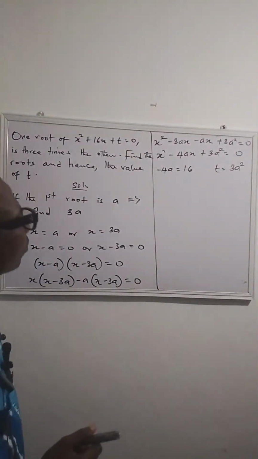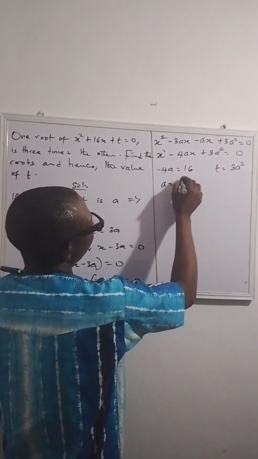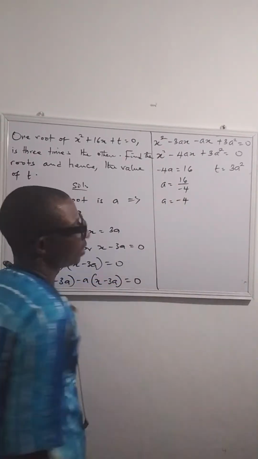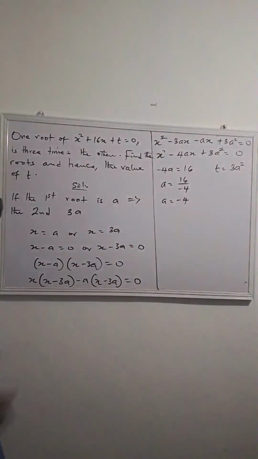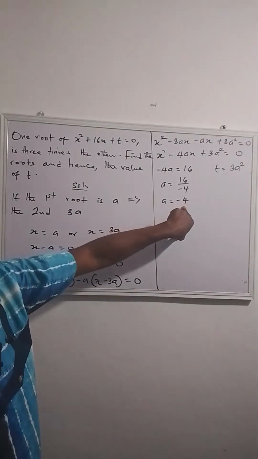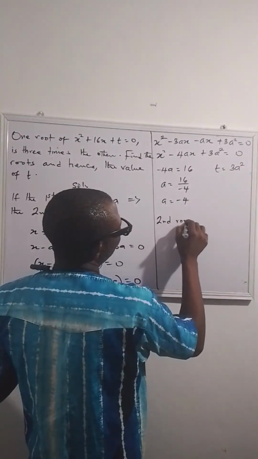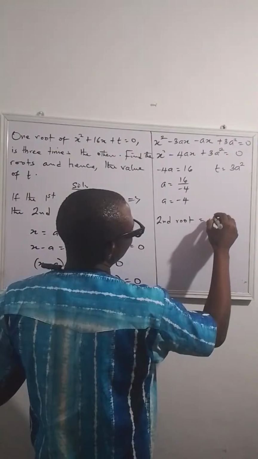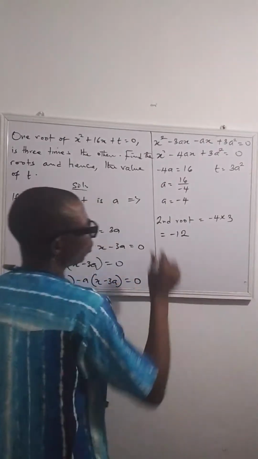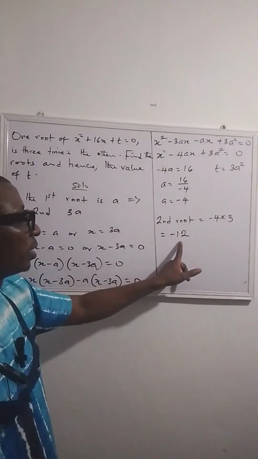So now I can divide both sides by minus 4. I have a equals to 16 over minus 4. So a equals to minus 4. That is the value of a. But the question wants us to get the 2 roots. If a is minus 4, that's the first root. So what's going to be the second root? The second root is equals to what? Minus 4 times 3, and that gives you minus 12. They have said that a is the first root, so this is going to be the second root.